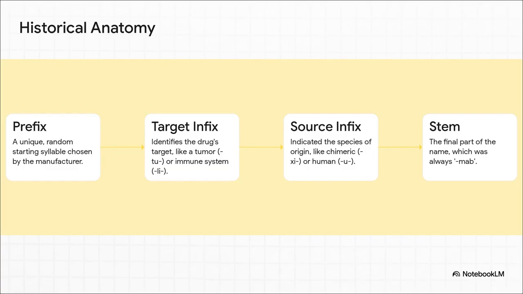So these older names were basically built from 4 distinct parts. First, you have a unique prefix. That's just a little syllable the drug company picked to make it sound different. Then you get 2 really important middle parts. They're called infixes, and they tell you what the drug is targeting and where it came from. And then every single one of them ended with the exact same 3 letters, mab.